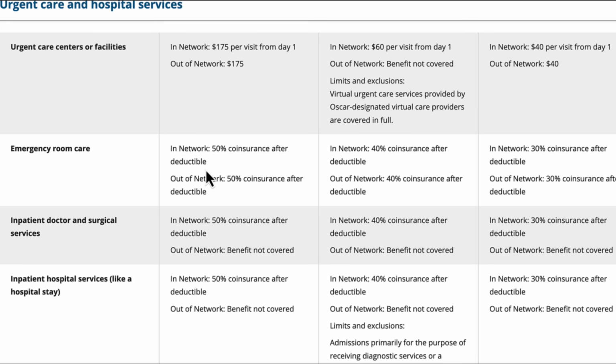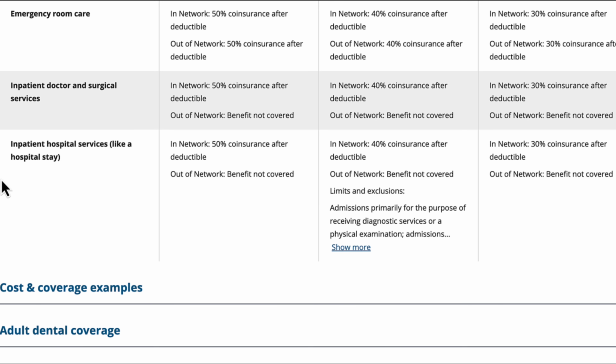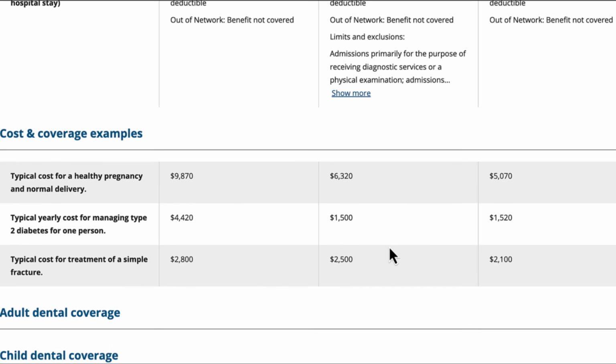Emergency room care. In network, $50. So even though these plans are HMOs and PPOs, in the case of a true medical emergency, please head to the nearest emergency room. Don't be looking up what's in network and out of network. You will still have access to the same rate regardless if it is a true medical emergency. Inpatient hospital stay. Okay. Cost coverage and examples, it's always the same. It's a healthy pregnancy, managing type 2 diabetes, and a simple fracture. So you can see what these costs would be.